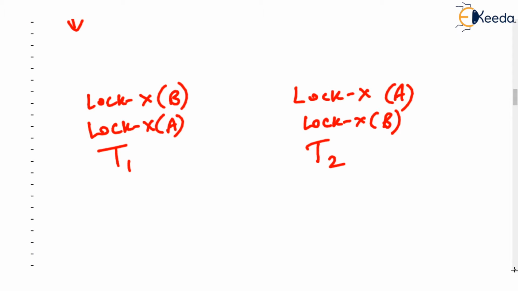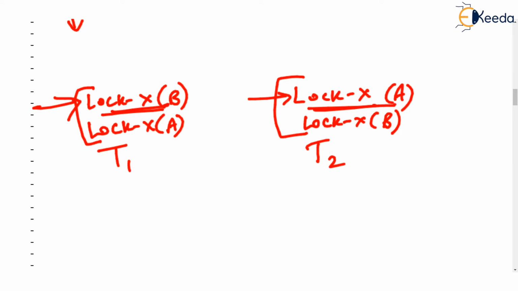Just imagine both these transactions try to acquire their locks, but in exactly reverse order. It might happen. Then imagine that T1 locks B, exclusive lock, and T2 locks A, exclusive lock. Look at that now. T1 has locked B, T2 has locked A. Now coming back to T1, how can T1 get a lock on A? Because the lock of A is with T2. I hope you are understanding.